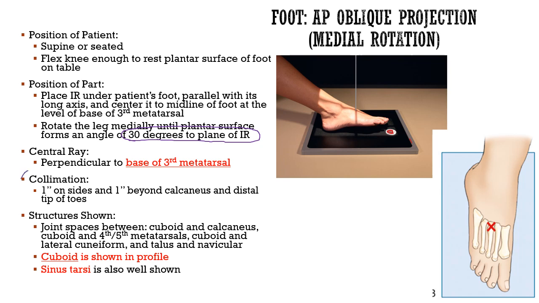We're going to use the same collimation that we did in the AP axial, and we're going to be looking at joint spaces between the cuboid and calcaneus, the cuboid and the fourth and fifth metatarsals, the cuboid and the lateral cuneiform, and the talus and the navicular. The cuboid, something important, is shown in profile, and also the sinus tarsi is well visualized.